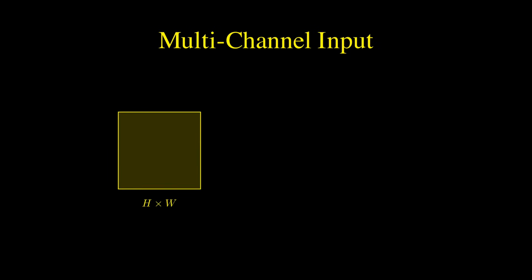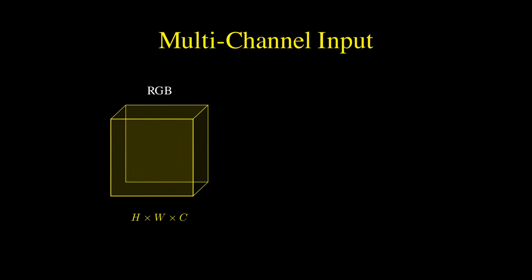So far, we've been working with a single channel image, just one layer of pixel values, like a grayscale picture. But real images have depth. Think of an RGB image. It has 3 channels, one for red, one for green, one for blue. So the actual shape of the input isn't just h by w, it's h by w by c, where c is the number of channels.